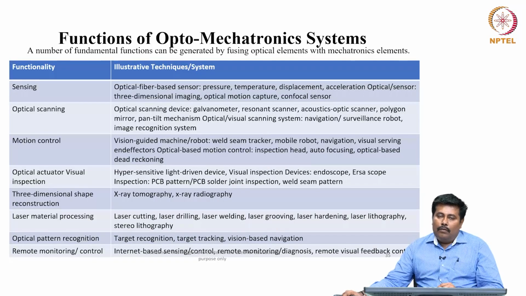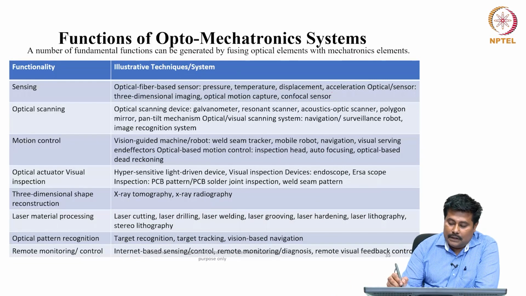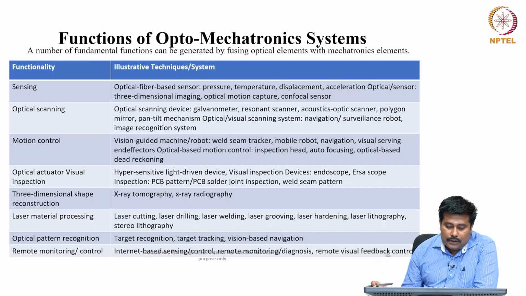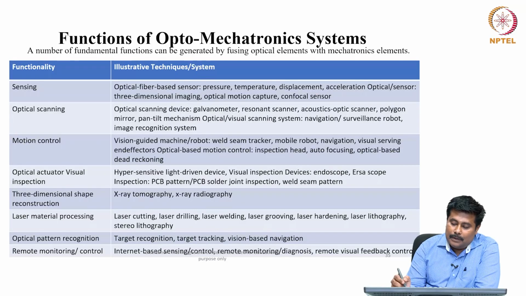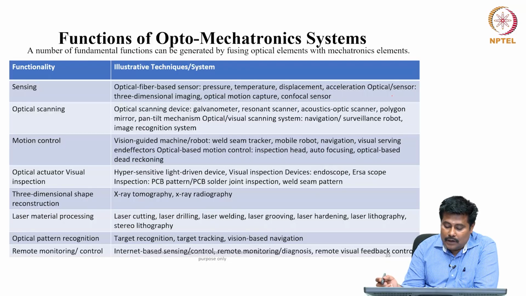Now, when we look at the function of an optomechatronic system, a number of fundamental functions can be generated by fusing an optical element with a mechatronic system. Let us discuss one by one. First is sensing. As far as sensing is concerned, different techniques are deployed. We can use an optical fiber sensor for pressure, temperature, displacement and acceleration measurements, and also three-dimensional imaging, optical motion capture, and confocal sensors.